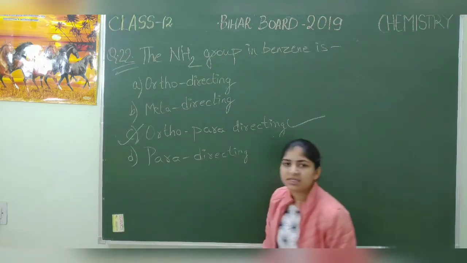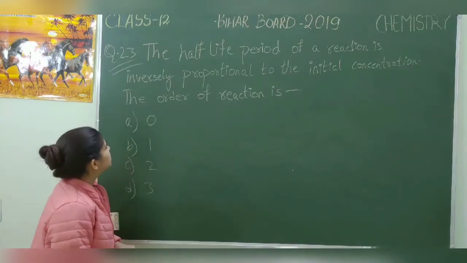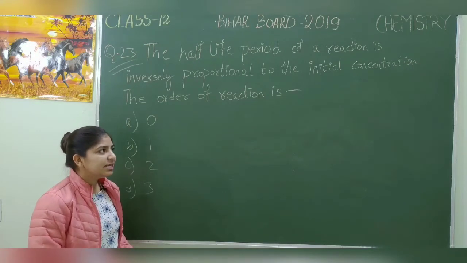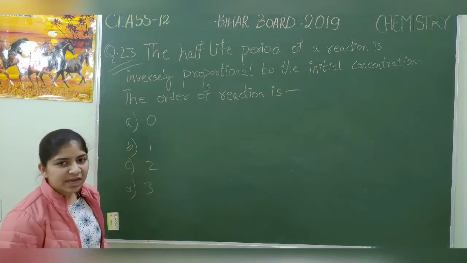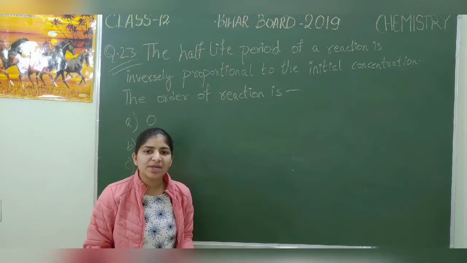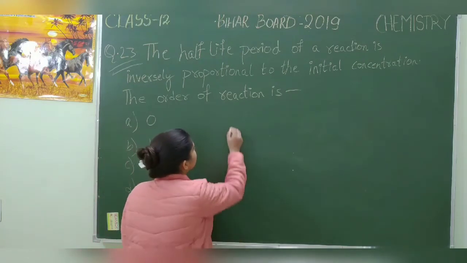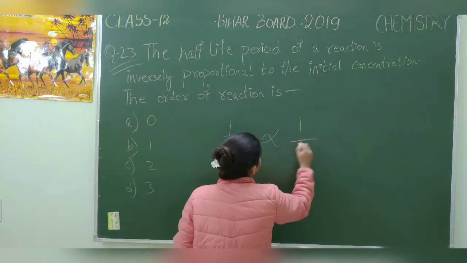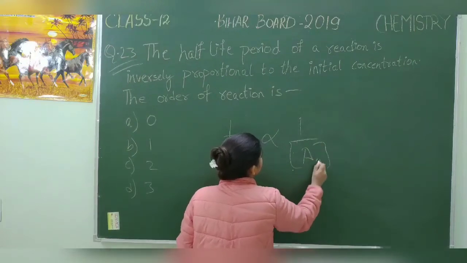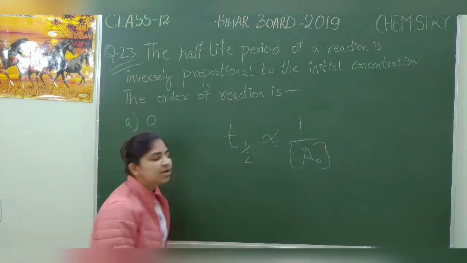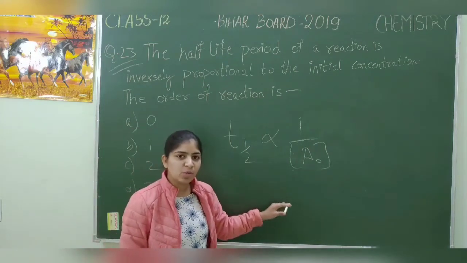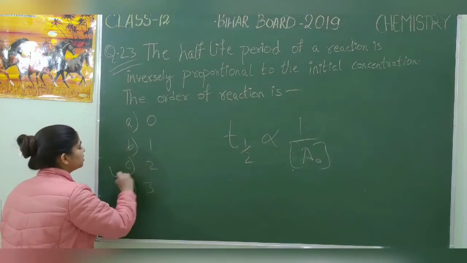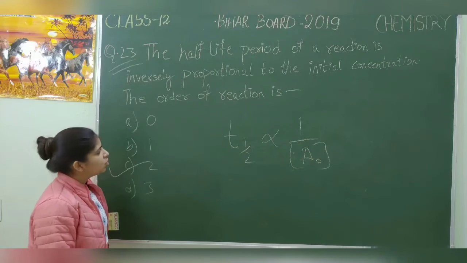Now you can take a screenshot. Now come to the next question: the half-life period of a reaction is inversely proportional to the initial concentration. We have to find the order of the reaction when T half is inversely proportional to the initial concentration, that is 1 by A naught. As we know that in a second order reaction T half is inversely proportional to the initial concentration. So we can say that option C is our answer. Now you can take a screenshot.